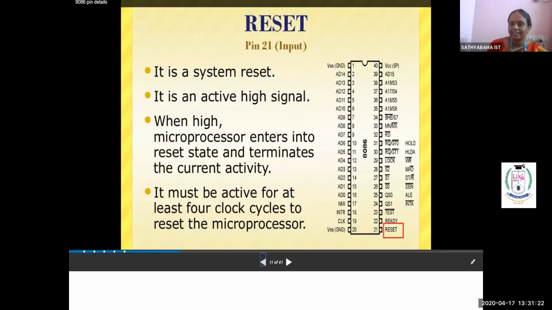Then reset. We all know what reset is. If I want to terminate the current activity of the microprocessor, I use reset. Similarly, all this we have already studied in 8085. The description has not changed. When you go through the 8085 pin descriptions, it is the same; only some of the pins are new. So reset also makes the microprocessor terminate the current activity and enter into the reset mode.